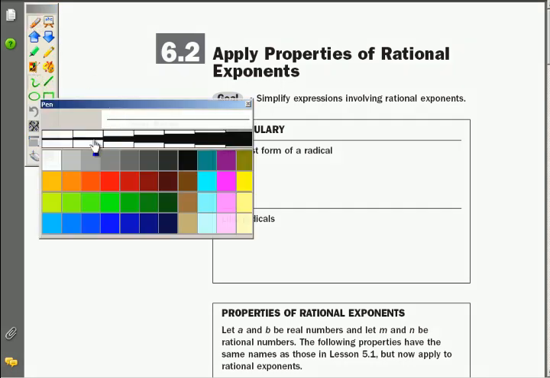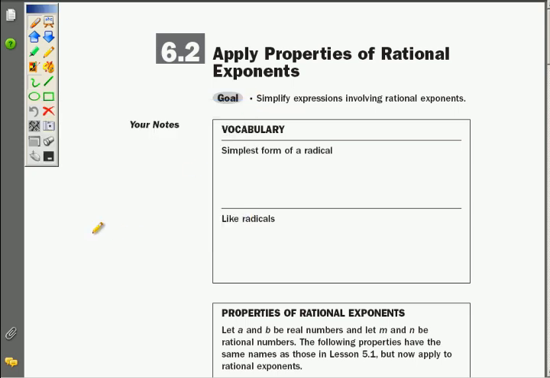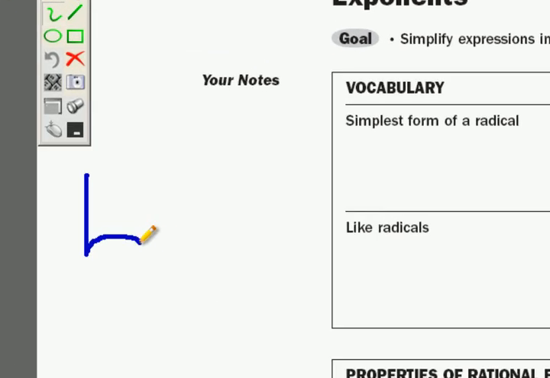Hello and welcome back. We are venturing into section 6.2 today, and in section 6.2 we're going to be talking about rational exponents. The problem with rational exponents is that they're fractions.